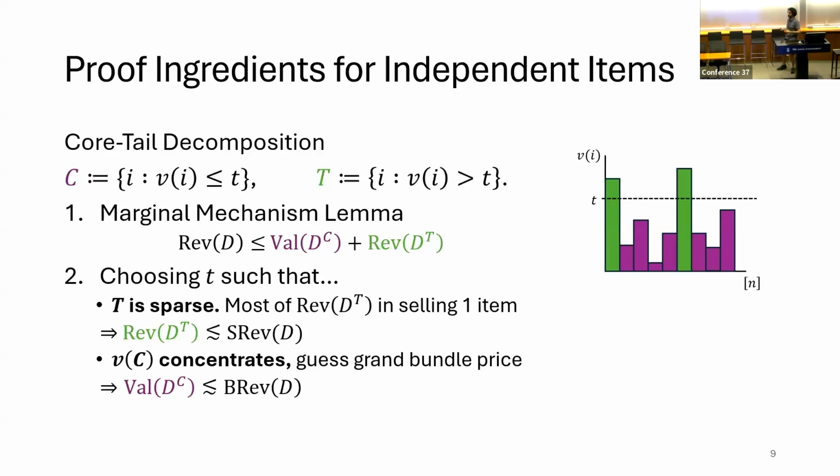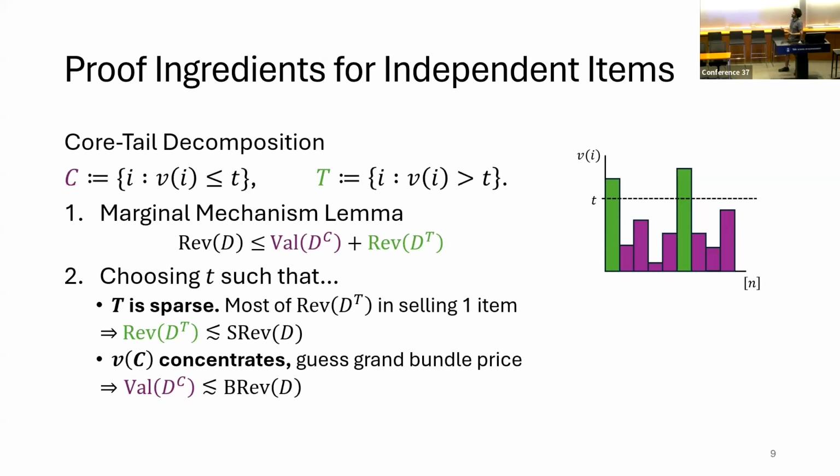Okay, and with the remainder of my time, I'm going to try to give some idea of the new proof ingredients that we use to get this improvement. To understand them, it will be important to have some understanding of the proof techniques in the independent item settings. So I'll try to give a rough sketch here.